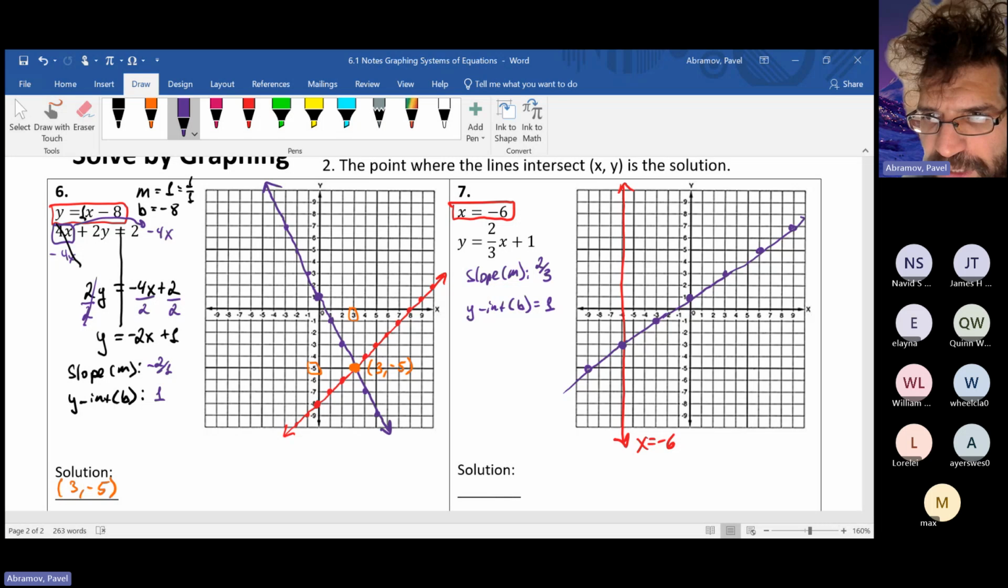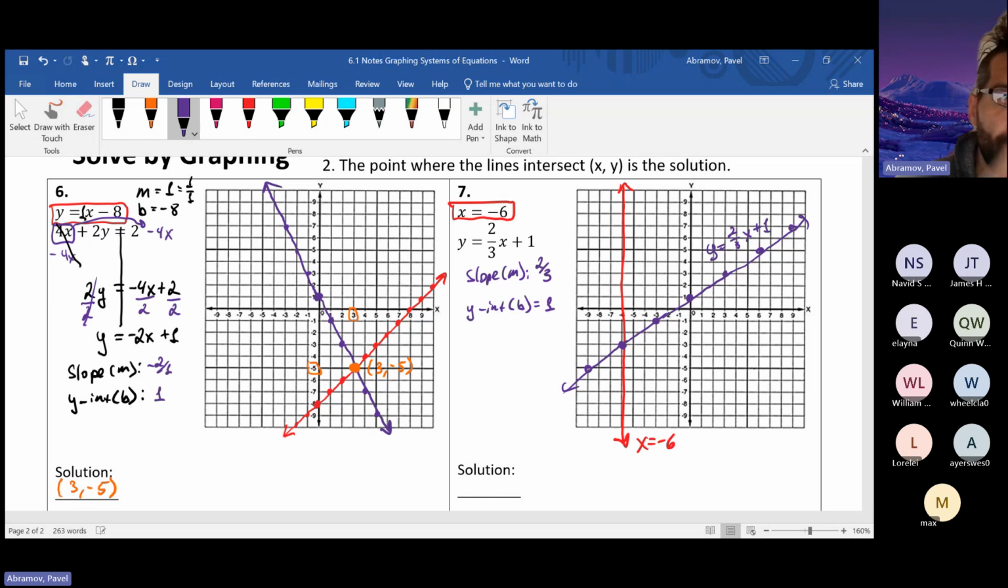So that's our second line, and this line is y equals 2/3 x plus 1. And we can clearly see the point of intersection. The point of intersection is right here. So we have the x coordinate, and then we have the y coordinate. So the coordinates are negative 6, negative 3.